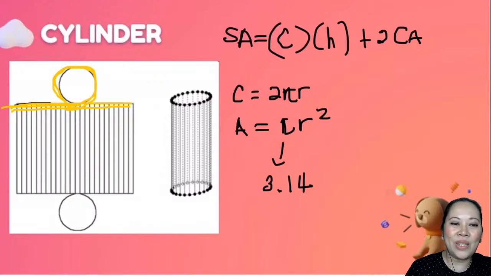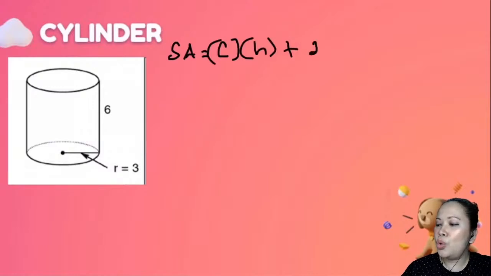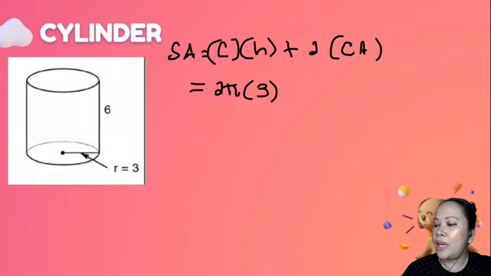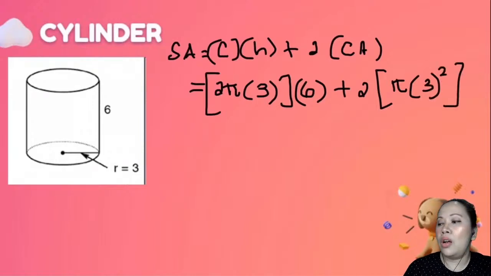Okay, so let's try to solve the surface area of this cylinder. Alright, so the same thing, surface area would be the circumference times the height plus 2 of our cross-sectional area. The circumference will be 2 pi, the radius is 3, times the height, which is 6, plus 2 of our pi, radius is 3, squared, and that will be the whole thing.